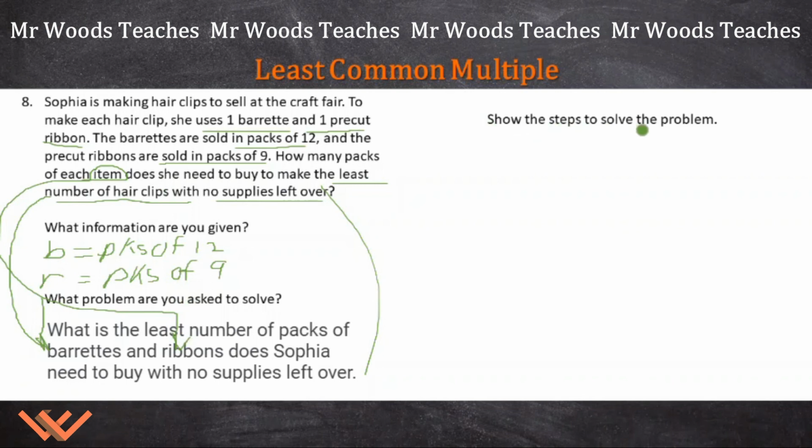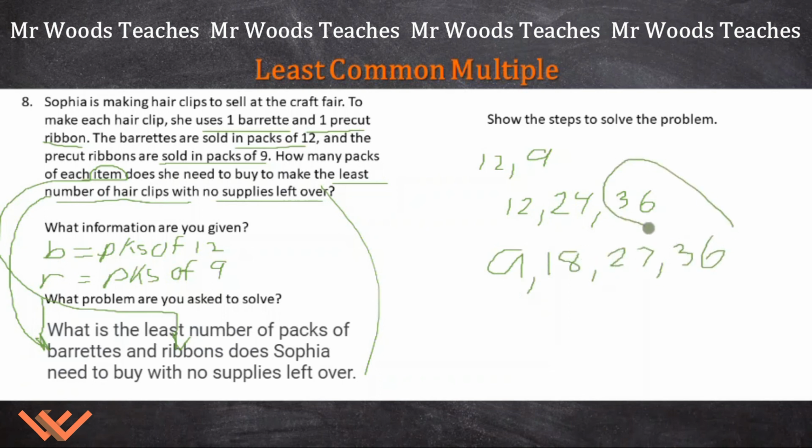Next, show the steps to solve the problem. Well, we're trying to find the least common multiple of these packages of barrettes and ribbons. So we have 12 and 9, set it up just like this, and then we just go through 12, 24, 36. I know I can stop because I know my multiplication table for 12s and 9s: 9, 18, 27, and 36. There's our least common multiple. So the LCM equals 36.